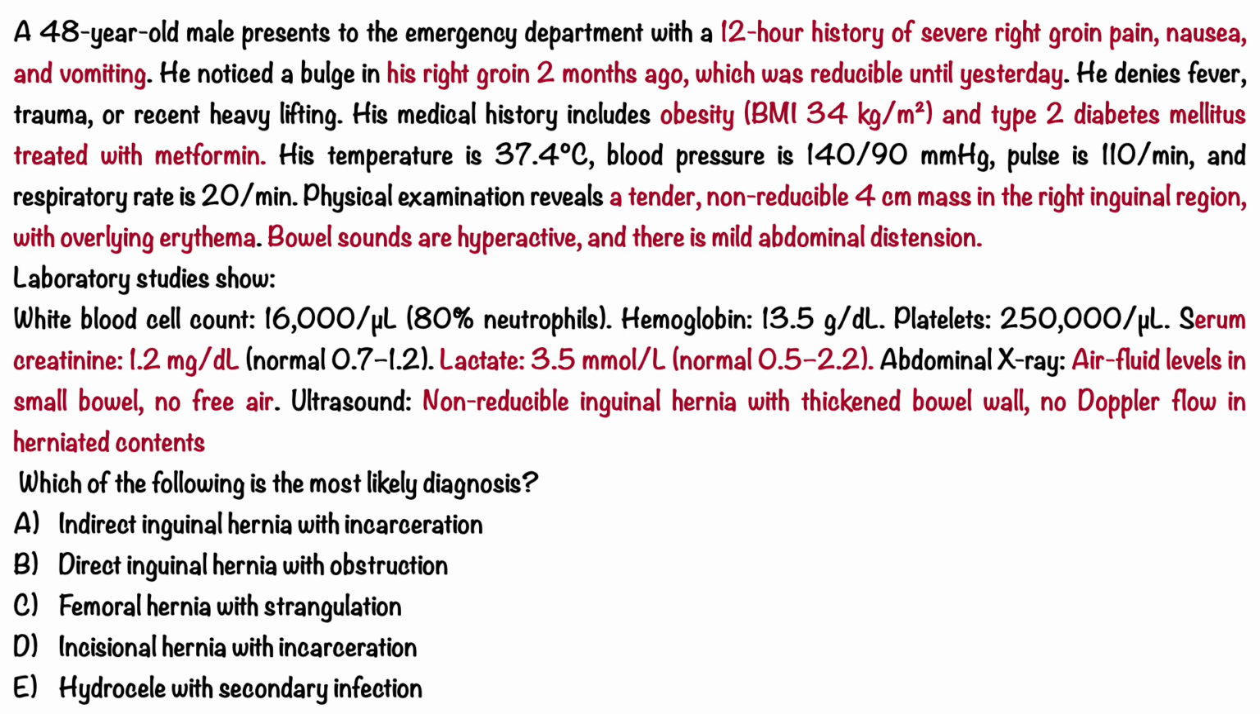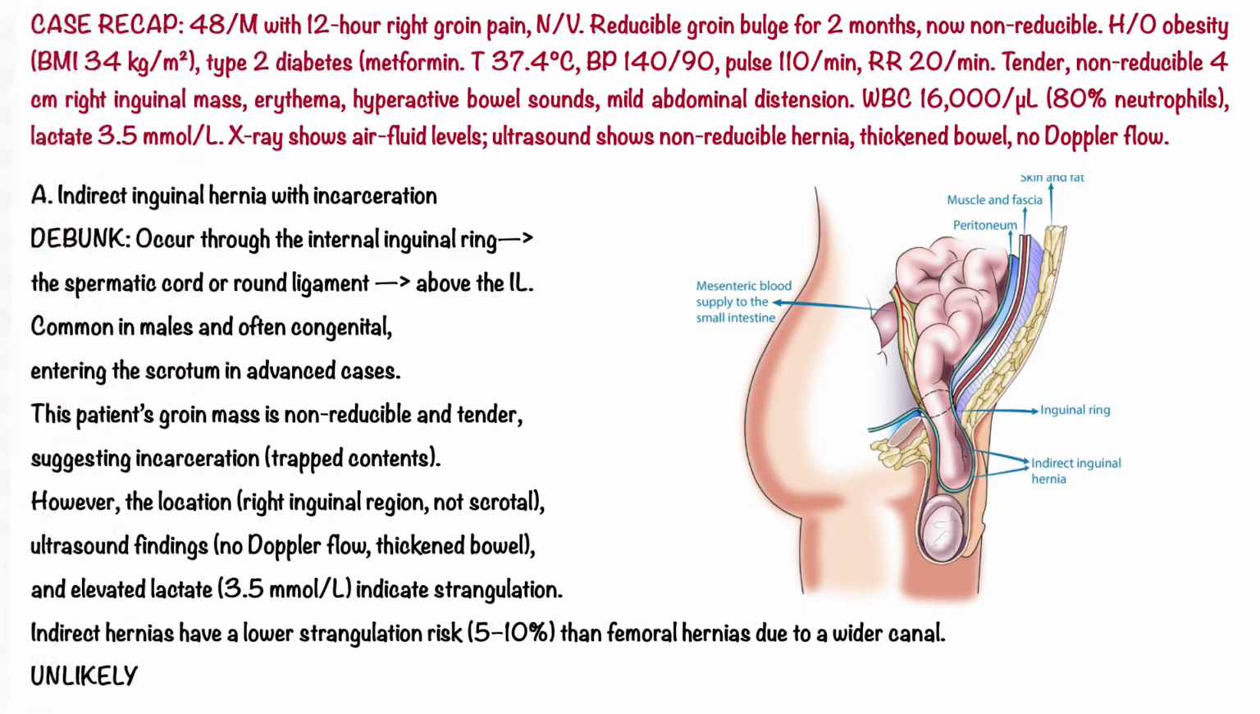To diagnose this case, we have to debunk each of the options in detail and establish a differential diagnosis and go to the provisional diagnosis, right? So here is the first option, indirect inguinal hernia with incarceration. Let's debunk this. It occurs through the internal inguinal ring, and follows the spermatic cord in males or round ligament in females, and then goes above the inguinal ligament. It is common in males and often congenital, entering the scrotum in advanced cases.